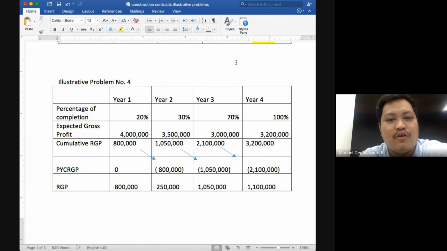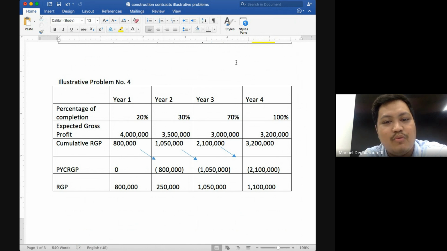Let's proceed to year 4, class. Class, again, how is this problem different from the previous problems, class? The expected gross profit is no longer constant. But did it affect the way we solve the problem, class? The answer is no. Okay, still the same procedure. Year 4, it's already 100% complete, and the expected gross profit is at 3,200,000. What do we do? Multiply 100% and 3,200,000. That will give you 3,200,000.